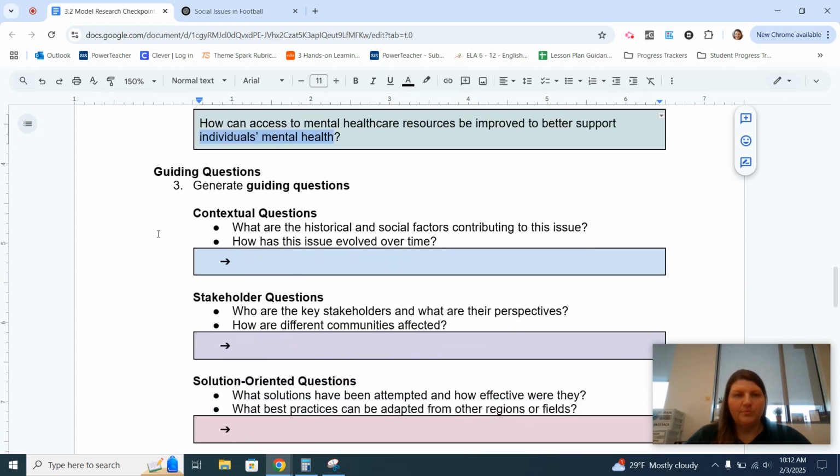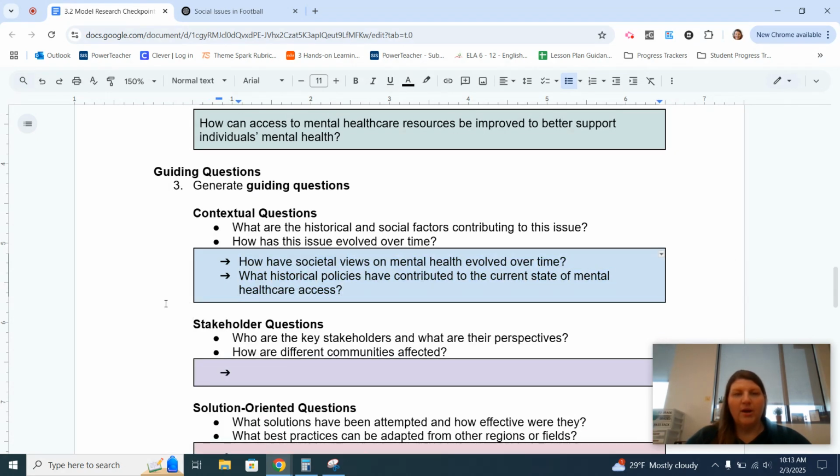From my big research question, my central research question, I need to come up with guiding questions. These are the questions that I'm actually going to be searching for answers to help answer that big question. And we covered these different subcategories of questions in the 3.2 instruction video. So I'm just going to go through and show you some examples of each of these. So some contextual questions, giving context and background, are how have societal views on mental health evolved over time? So how did people used to view mental health, and then how has that changed over time? And how have those historical policies and views contributed to our current state of mental health care access?